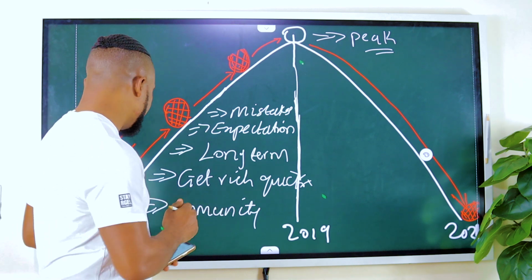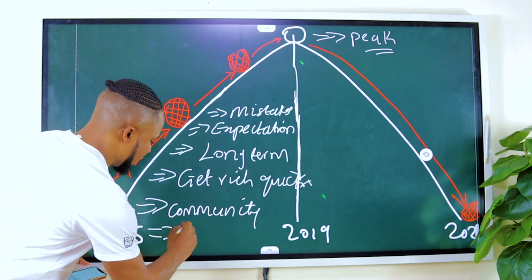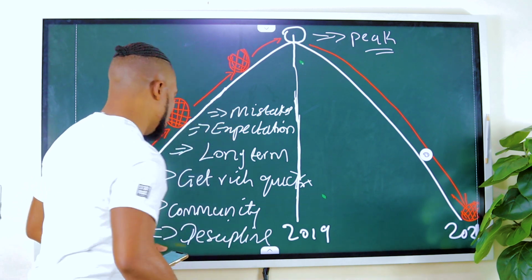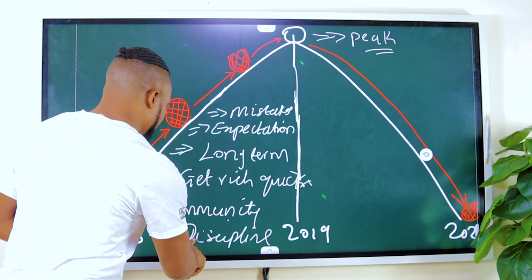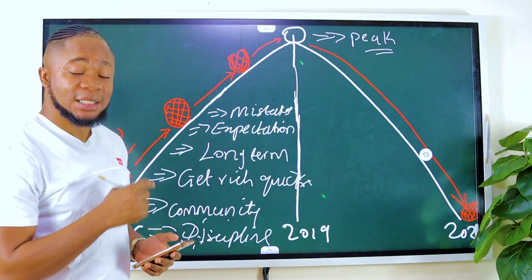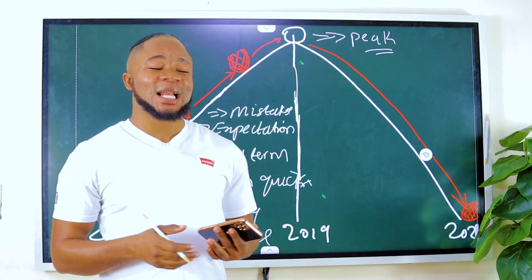All right. Then the last point is what? The last point here is discipline. I don't know if my spelling is correct, but that is discipline. So that is the last point. The last thing you need to do is discipline. There is no Forex trader that I know.